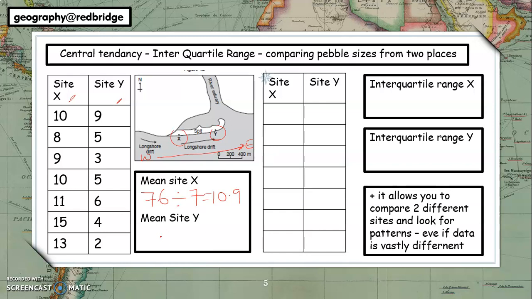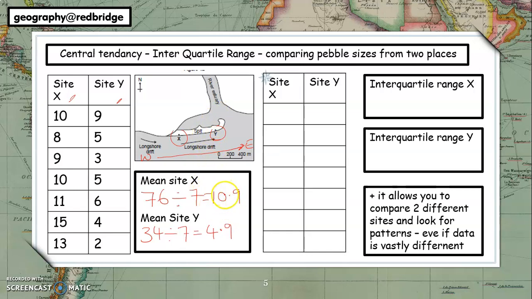So we're going to do 9 plus 5 plus 3 plus 5 plus 6 plus 4 plus 2, and that gives us a score of 34. Again, divide by 7 because you've got 7 individual sets of data. So divide that by 7, and that gives us a score of 4.857. So we're going to round that up to 1 decimal point, and we're going to have 4.9. So straight away you've got your means. Now the mean average here actually confirms what we thought we would find. The pebbles are going to be bigger at site X than they are at site Y, and that's already down to attrition and erosion.